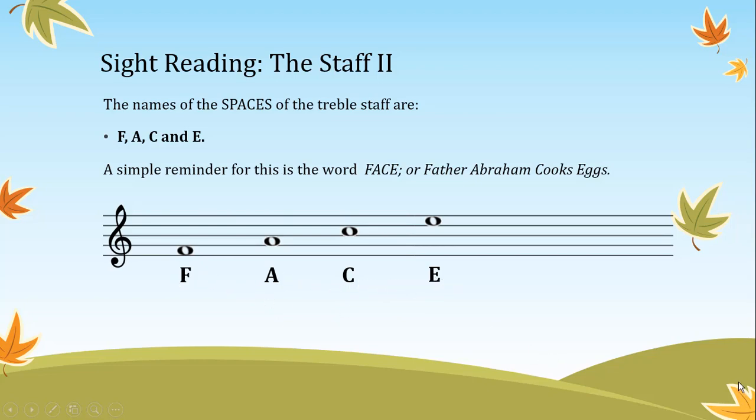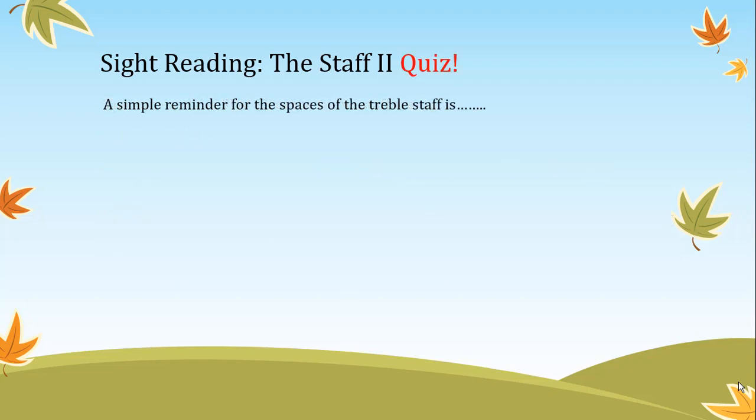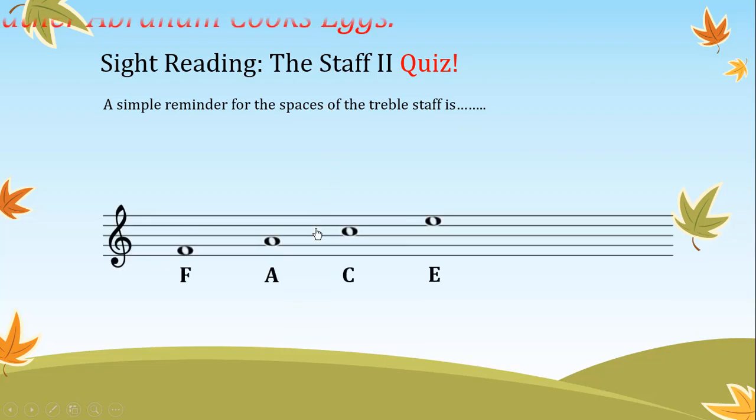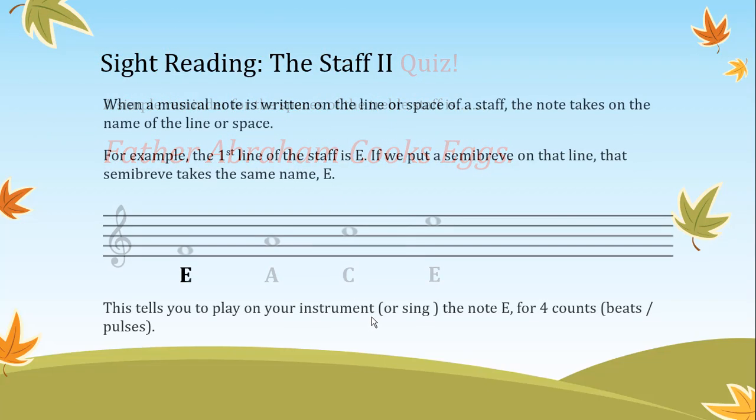So the lines of the treble staff will go every good boy deserves favor, and the spaces will go Father Abraham cooks eggs. Quick quiz. A simple reminder for the spaces of the treble staff is Father Abraham cooks eggs. Okay, again, this is important. When a musical note is written on the line or space of a staff, the note takes on the name of that line or that space.